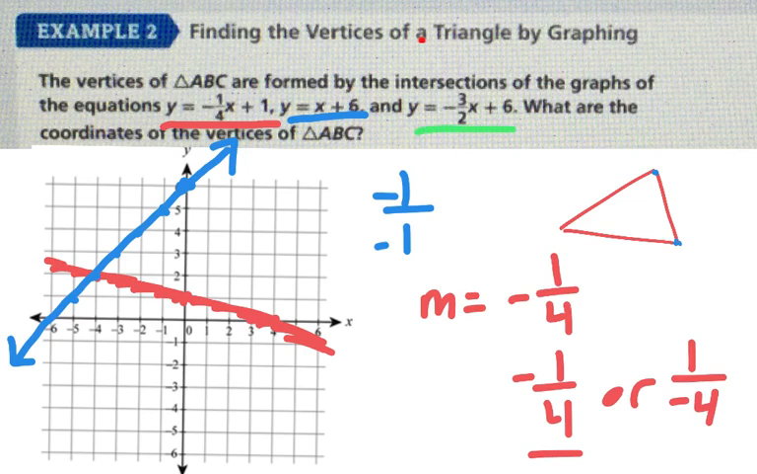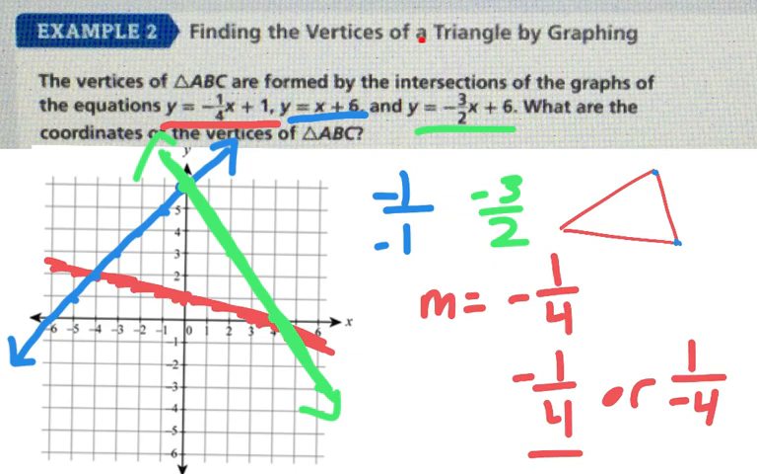And now my green one, y equals -3 over 2 x plus 6. So its y-intercept is also 6. So I found a point where they meet, right there. If the slope is -3 over 2, then I'm going to go down 3 to the right 2, repeating. And so when I draw that line, I am right here.